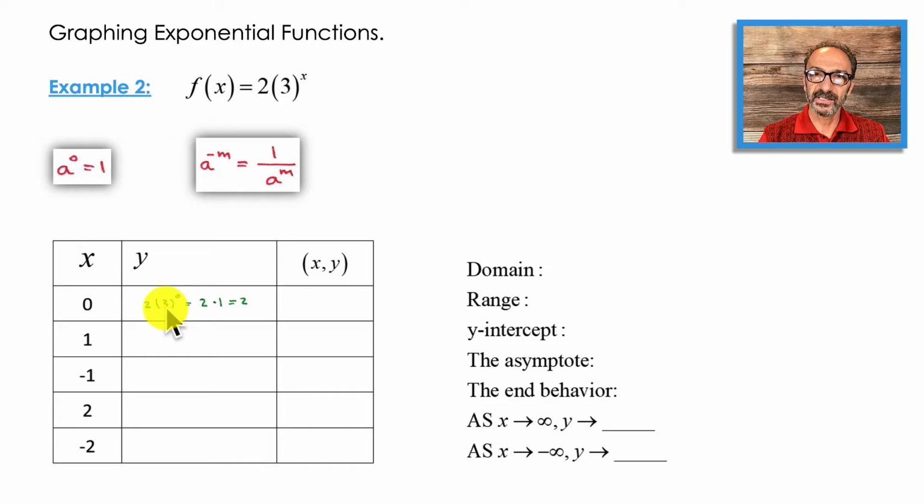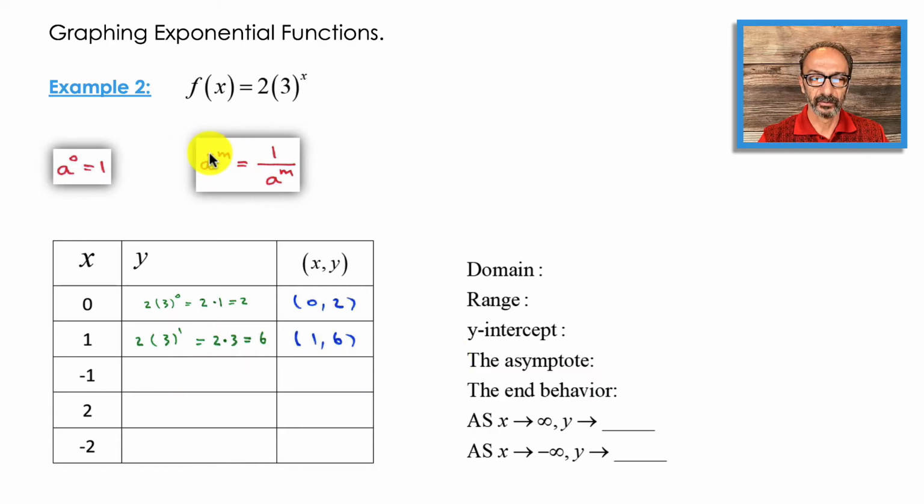When x equals 0, we have 2 times 3 to the power 0, and 3 to the power 0, because of this rule, is 1. 2 times 1 is 2, and that gives me (0, 2), which is going to be the y-intercept, and that's (0, a) in general. Plug in 1. 2 times 3 to the first, 2 times 3, which is 6, so 1 gives me 6.